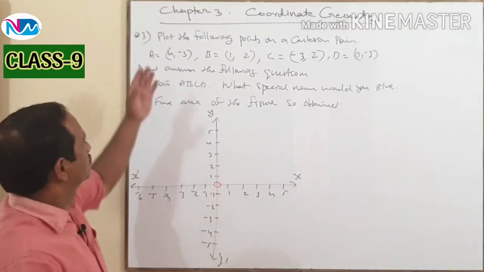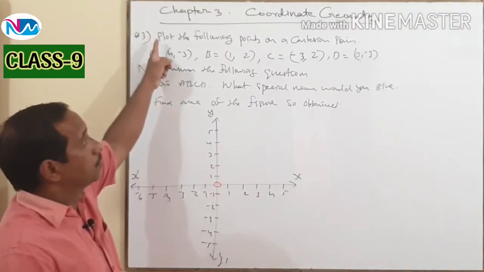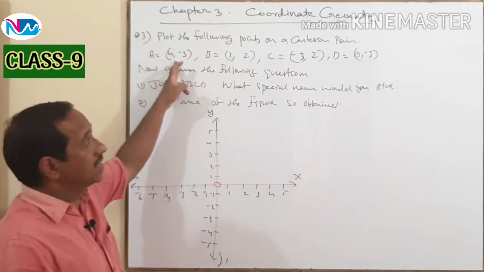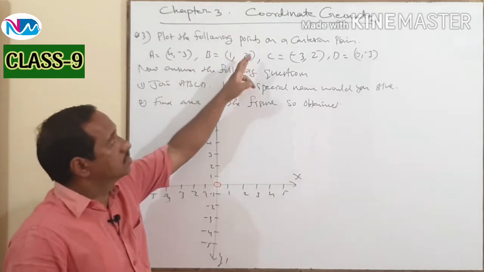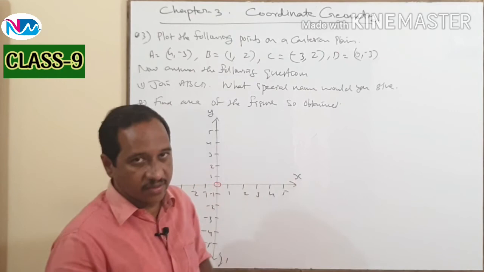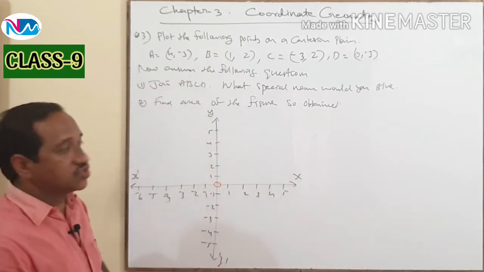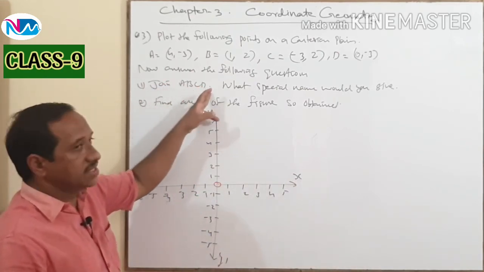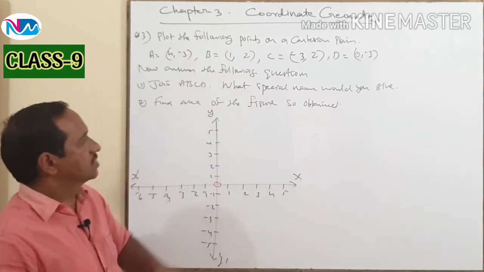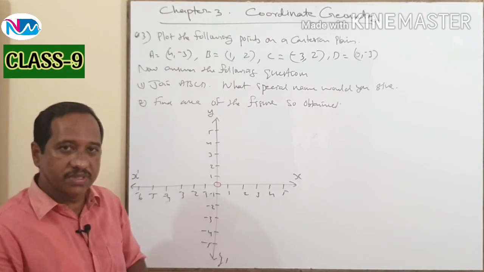Look at the question. Question number 3. Plot the following points on a Cartesian plane. A is equal to (4, -3), B is equal to (1, 2), C is equal to (-3, 2), D is equal to (0, -3). Now answer the following questions. Join A, B, C, D. What special name would you give? Second, find area of the figure so obtained.